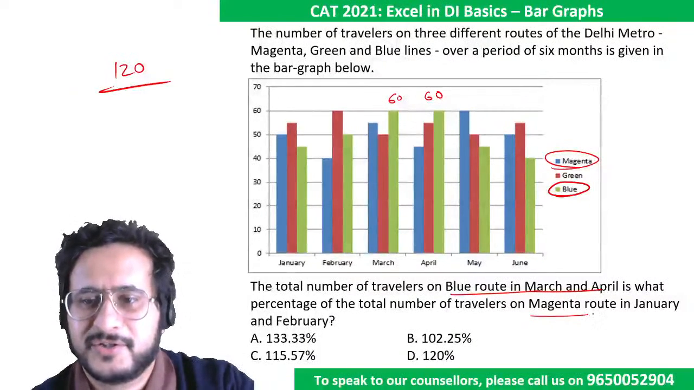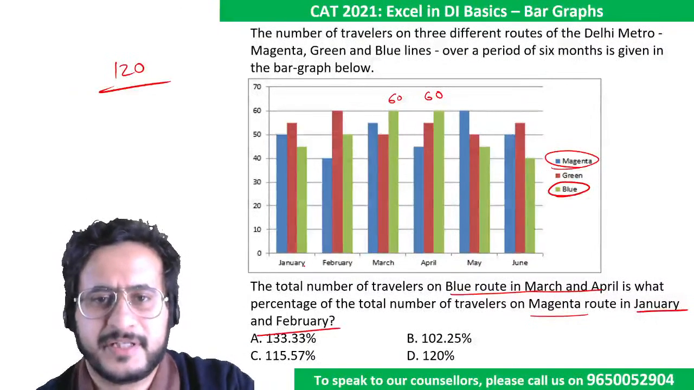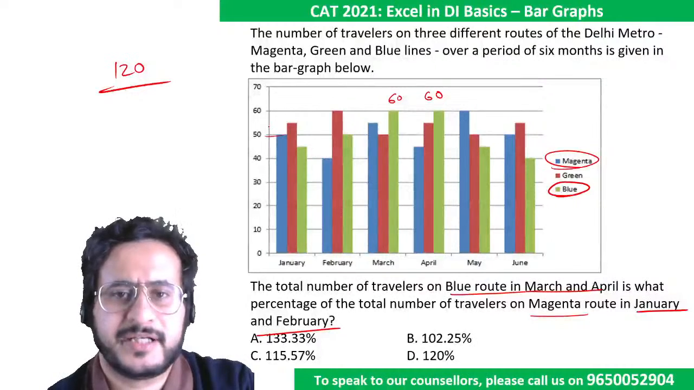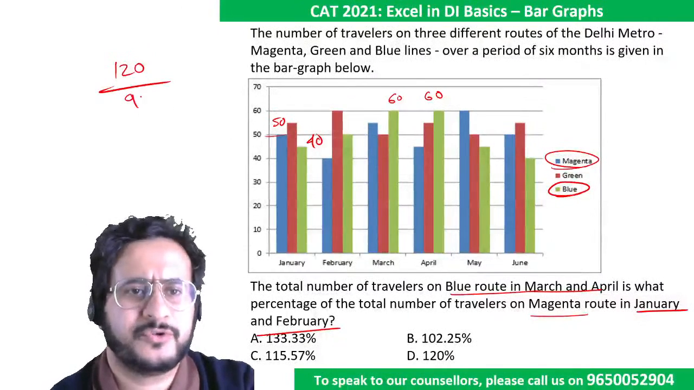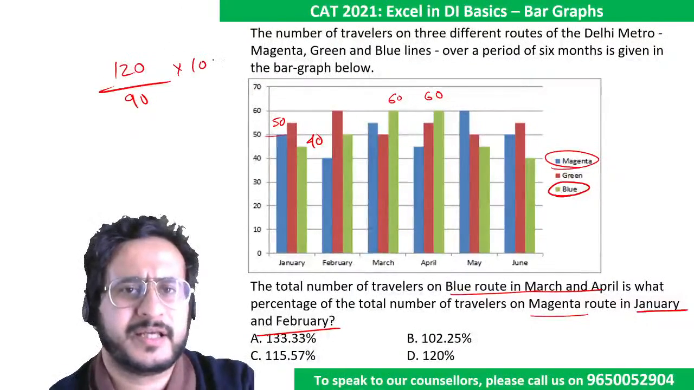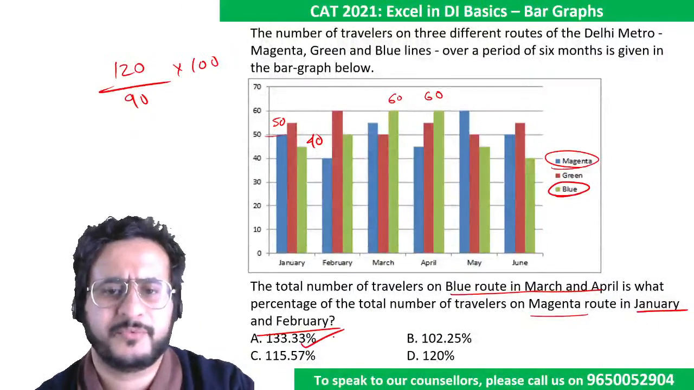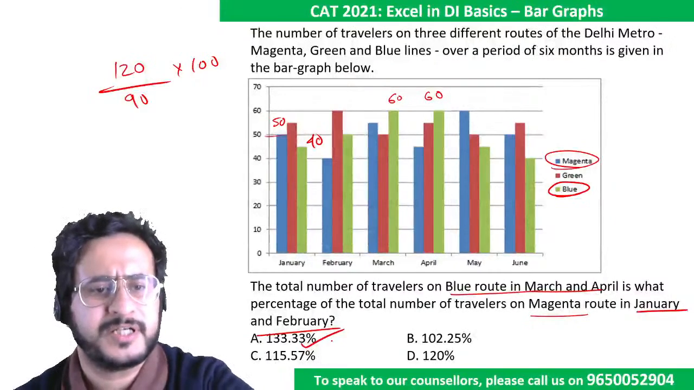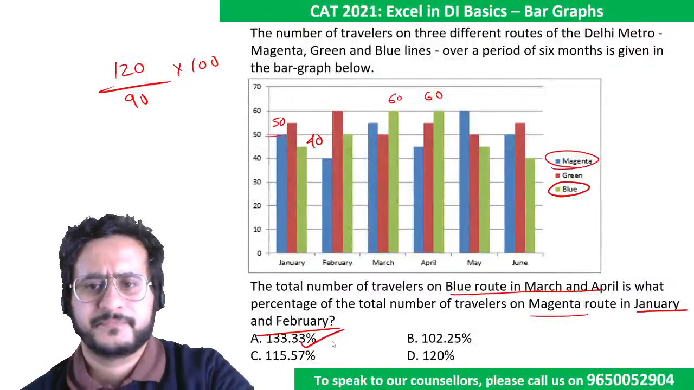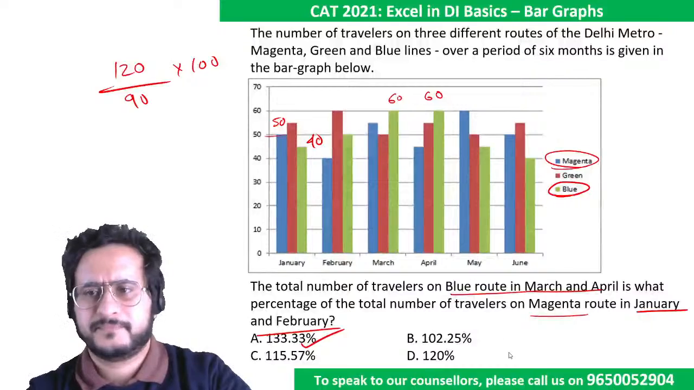Okay. So January and February. So 50 plus 40, that is 90, isn't it? So 120 by 90 is 4 by 3. 4 by 3 as a percentage is 133.33%. So option A is the correct answer. Okay, very easy one. That was probably the easiest question.